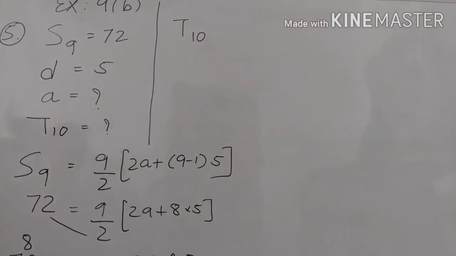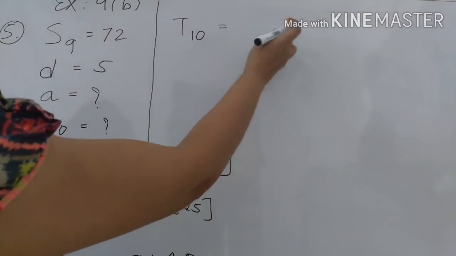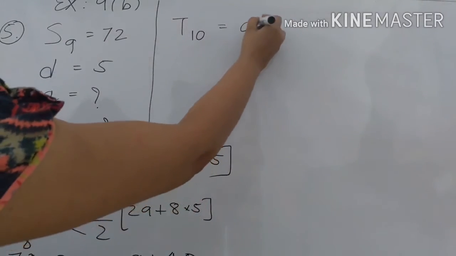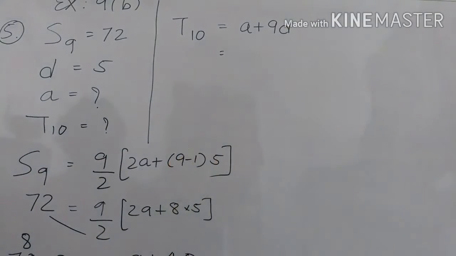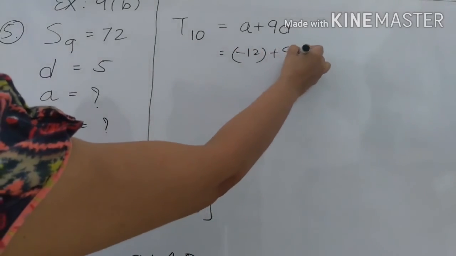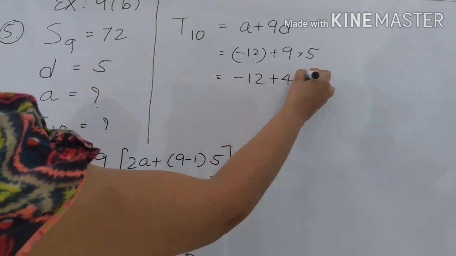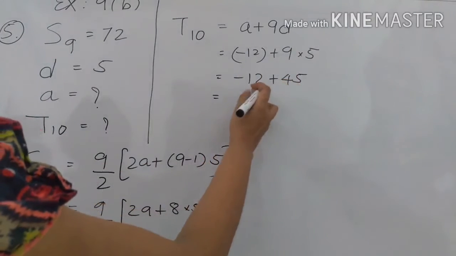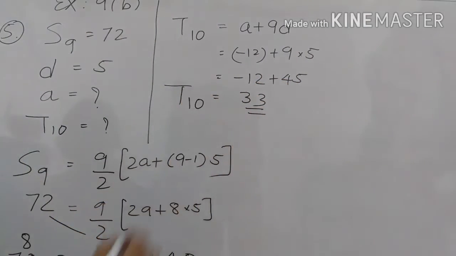Now let us find 10th term. So 10th term formula is A plus n minus 1 into D. So A plus 9D. Now A is already found here, minus 12 plus 9 into D is 5. So minus 12 plus 9 5s are 45. So I get 45 minus 12 is 33, which is my 10th term of this question number 5 they asked for.